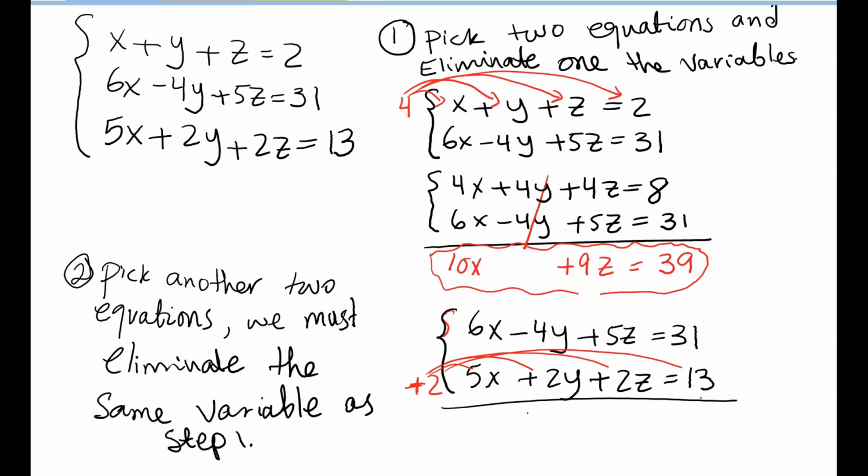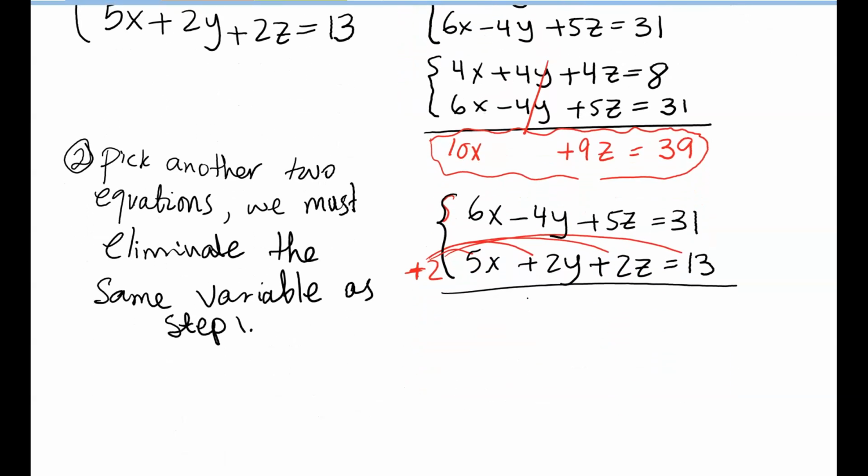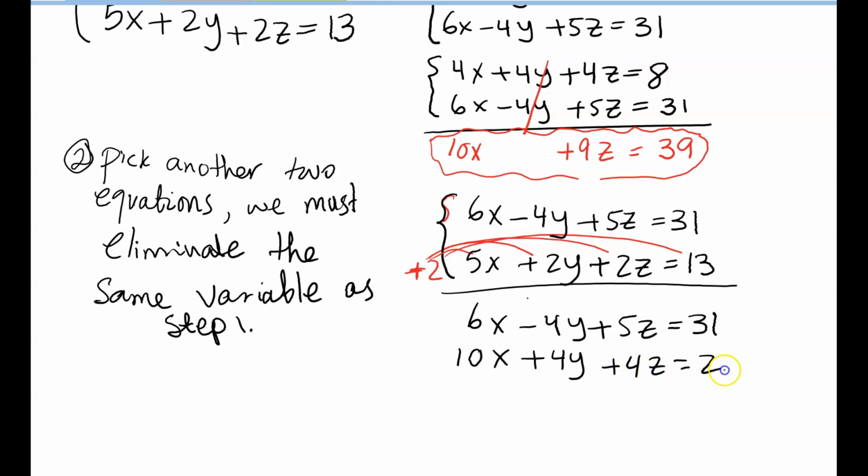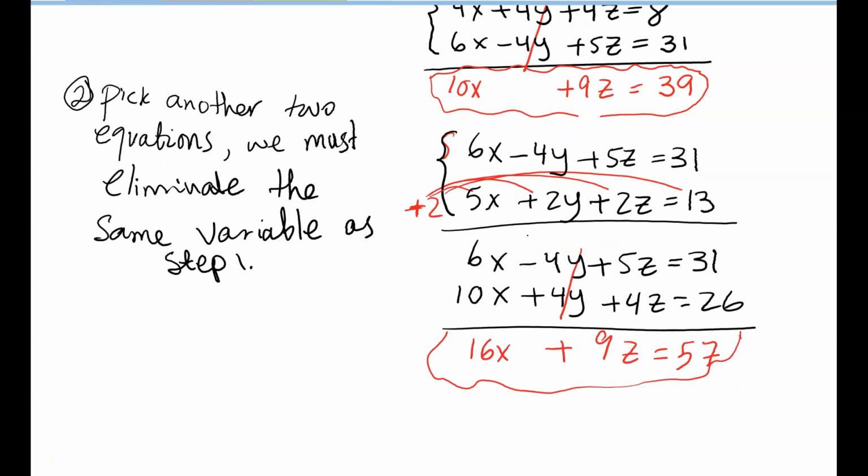Okay. So now we have 6x minus 4y plus 5z, rewriting the first equation, and then multiplying 2 into the second: 10x plus 4y plus 2 times 2 is again 4z, equal to 26. So now you add them, 4y and negative 4y cancel, and you have 16x plus 9z equal to 57.